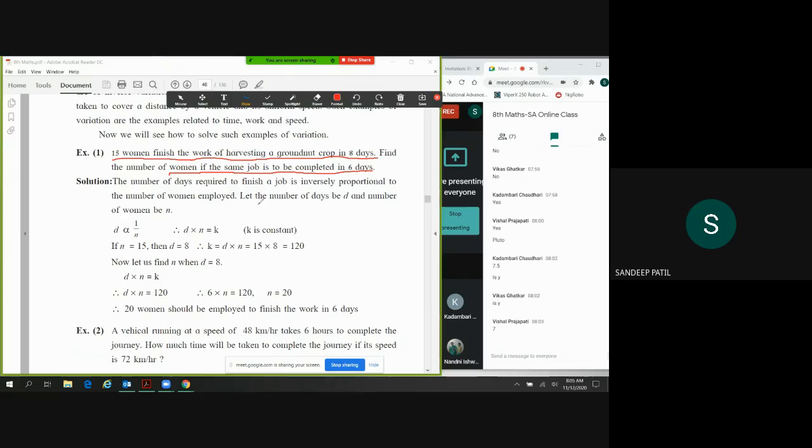So see that, let the number of days be D and the number of women be N. So the number of days is inversely proportional to 1 by N. So D is inversely proportional to the number of women. So D into N becomes K.